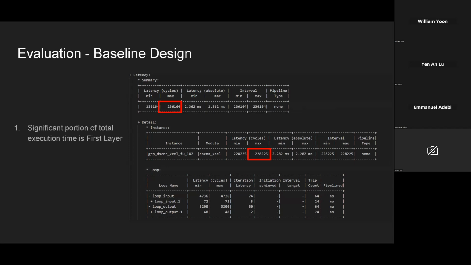So this is the result of our baseline design, running the baseline in the first layer, and this took around like 2.3 milliseconds. Because we had to do an intense matrix multiplication, it took a lot of resources, which made it difficult to run multiple layers without overutilizing the total utilization of our resources. Our baseline design took about 2.36 milliseconds to run, and had a max latency of about 236,000 cycles used.